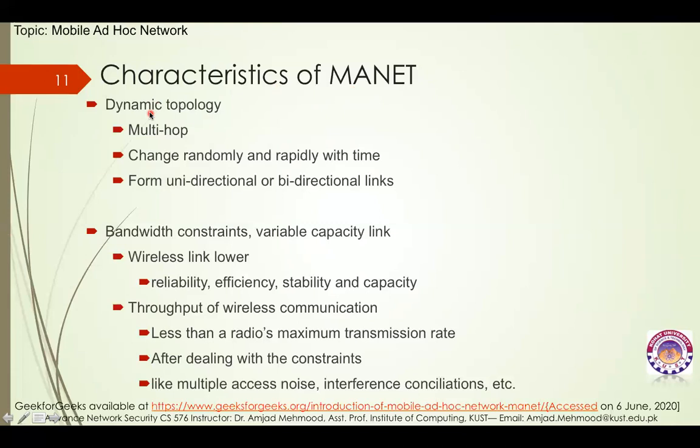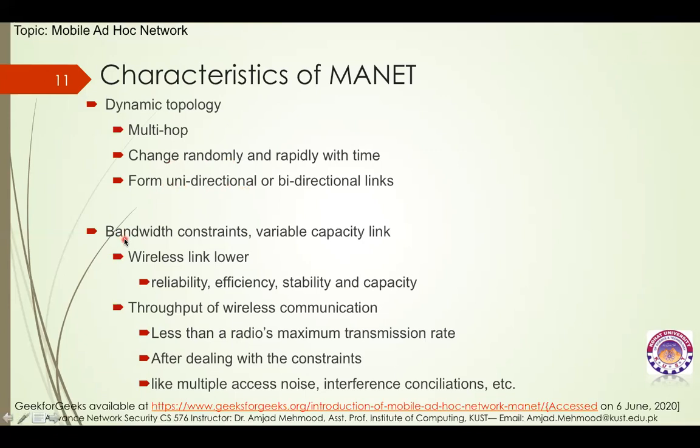As the nodes are connected with each other, they will have a multi-hop communication fashion. They will be sending their information to others, and the topology changes randomly and rapidly with time, because each node can join and leave the network anytime. So the topology can be random and change rapidly with time, and nodes can form unidirectional or bidirectional links for sending and receiving their information.